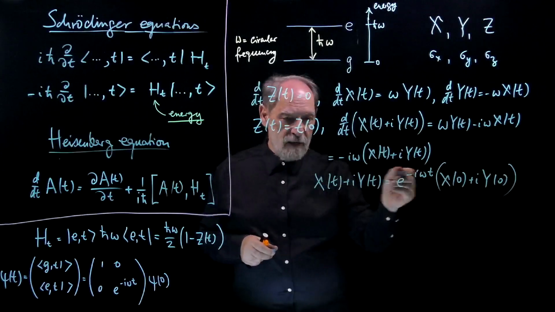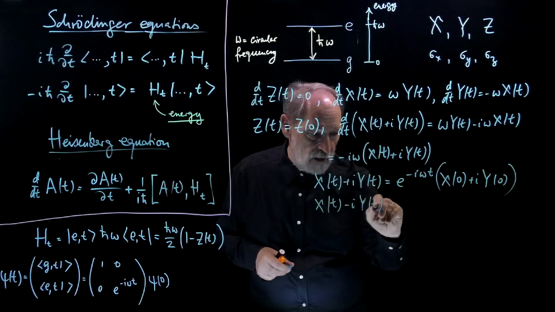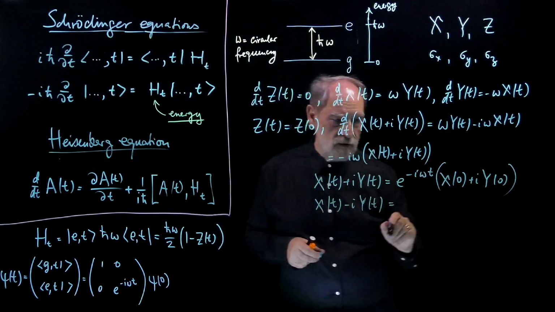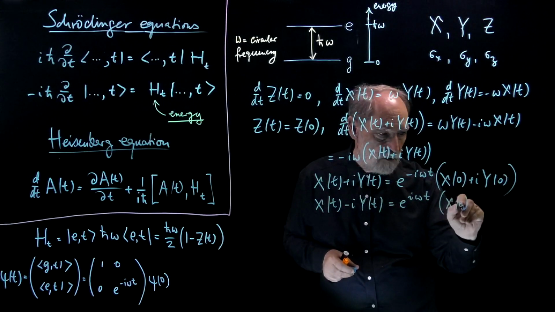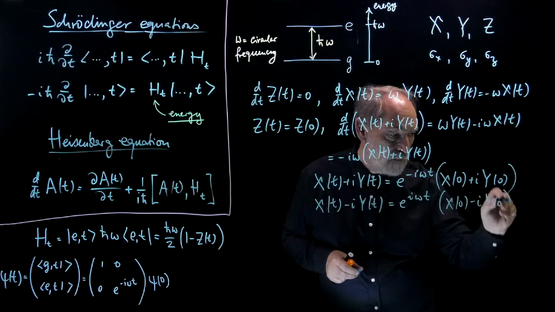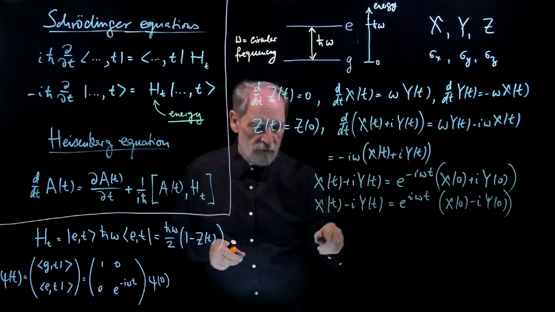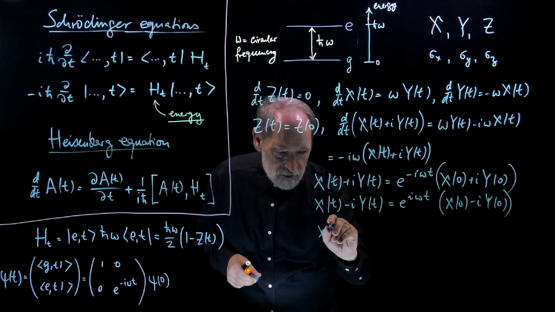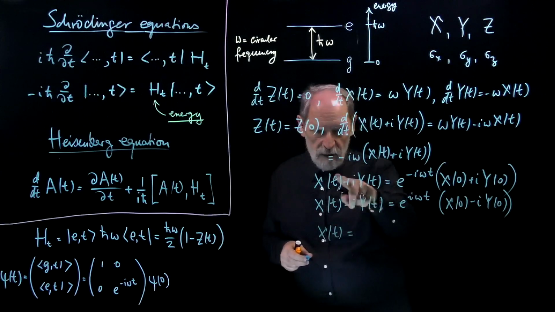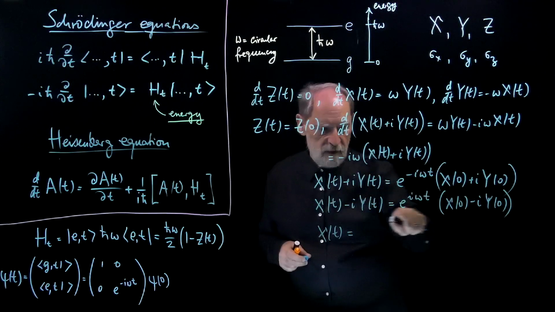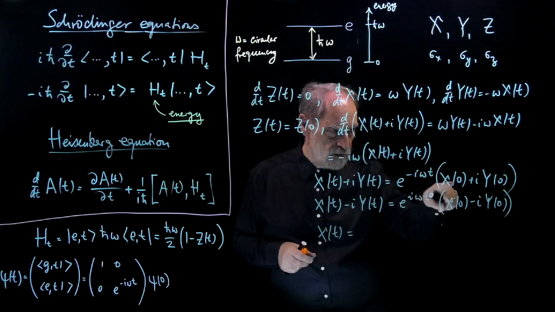And now we can take the adjoint of this equation, which would be x of t minus I y of t, because the x and the y are their own adjoints. And here we get the complex conjugate of this factor, and here we get the adjoint of this operator. And so now we can extract the x of t by taking half the sum of these equations. So x of t is half the sum of this left-hand side, so it's equal to half the sum of the right-hand side. So let me just go through this slowly.